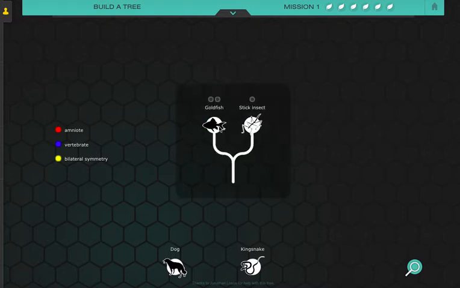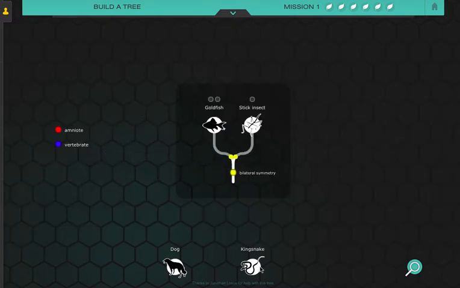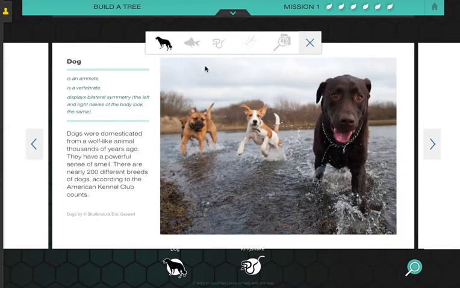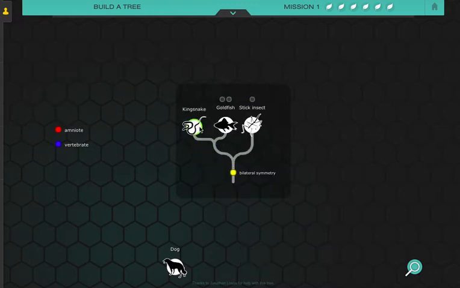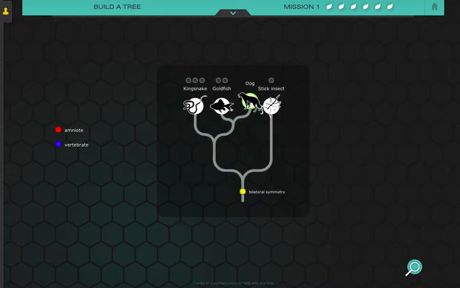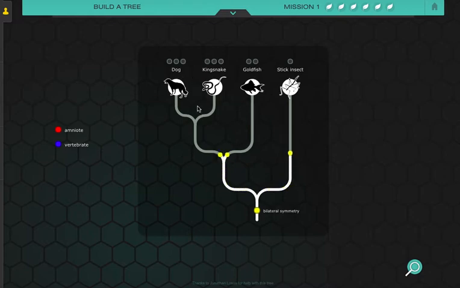I do know that they were both, which trait did this one have? Bilateral symmetry. So they both share bilateral symmetry. Let's check. Okay, we're good. Now I need to go with my other traits. Let's look at king snake. That's got all three, and that has all three. So I'm going to place those up here. Okay, we're still good. And dog. There are a lot of places you can put the dog. You can put it next to goldfish, king snake, down below. Because they both share three, I'm going to put it next to king snake.